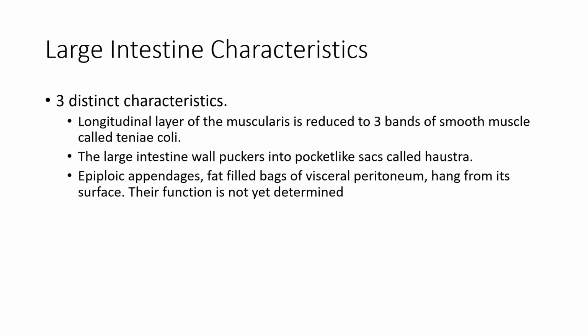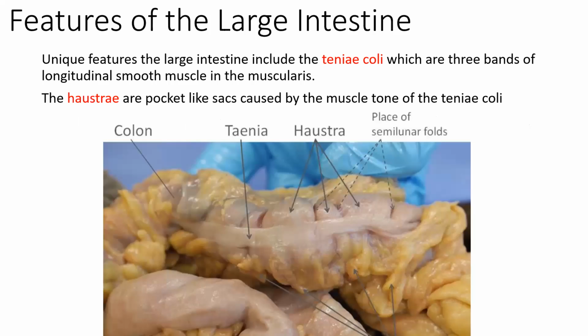We also see that the walls of the large intestine will pucker into sacs. They look sort of like biscuits. We call them haustra. We also see that we have bags of fat that hang down from the walls of the large intestine too. We don't know why, but there they are. So it looks something like this.